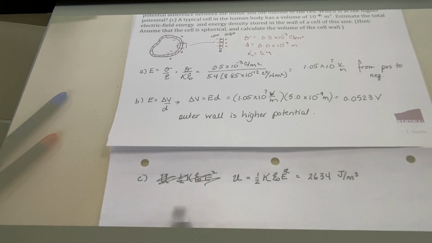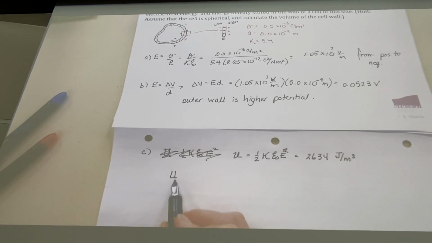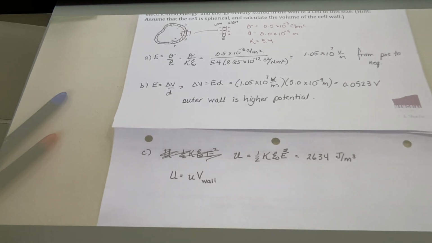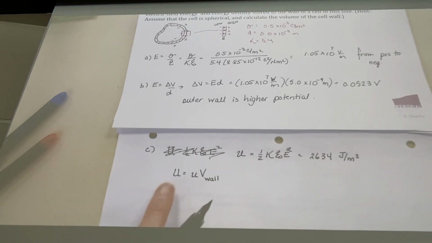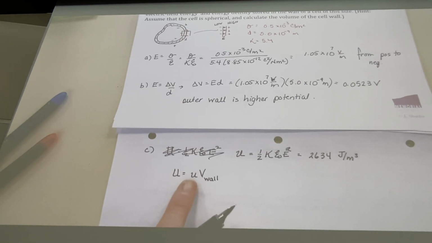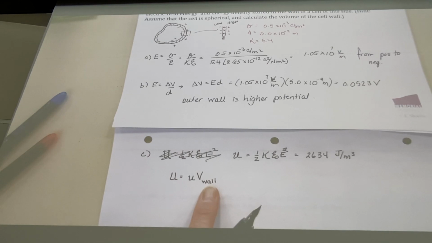And now we want the energy. So the total energy is going to be the energy density times the volume of the cell wall. Okay, so the energy density, we just used our equation. The next thing we remember is that energy density is the energy divided by the volume. So to get the energy, we'll do the density times the volume. This becomes sort of a geometry problem. What's the volume of the cell wall?